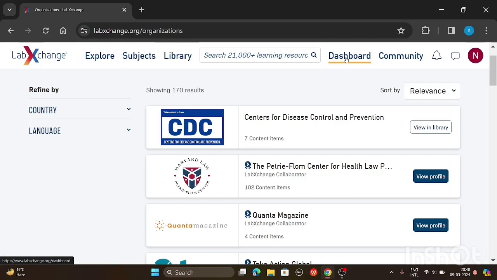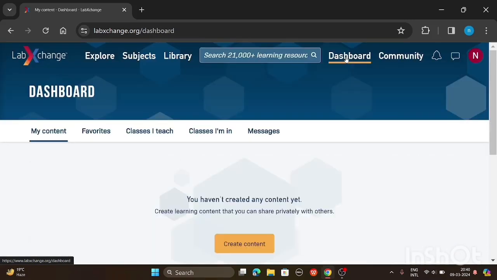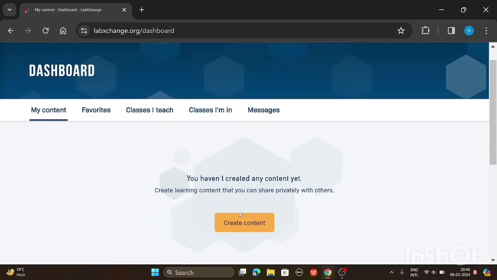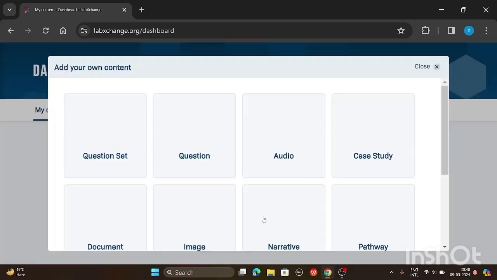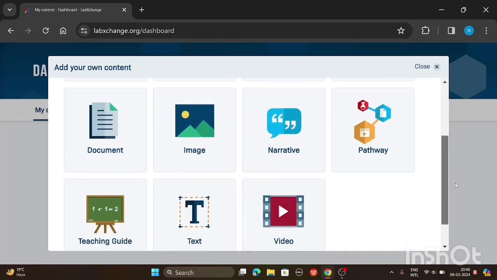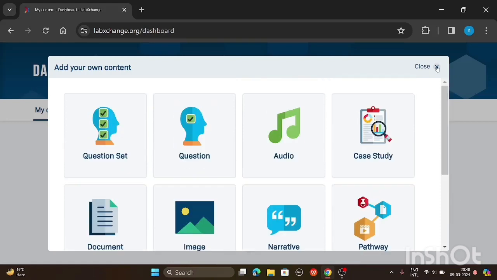So then we will see about the dashboard. I'm an educator itself, but I have not created anything. So I'm an educator, so it is showing create content. I can create content. There are different types of content which I can create, like question set, questions. These are basically for assessment problems, audio, case studies, document, images, narratives, pathway, teaching guide, text, video. I can create anything on this.